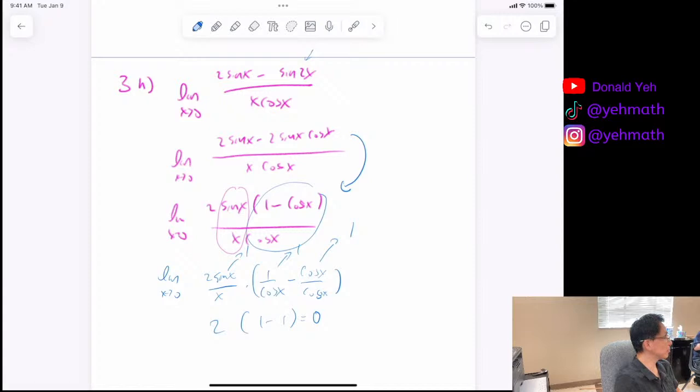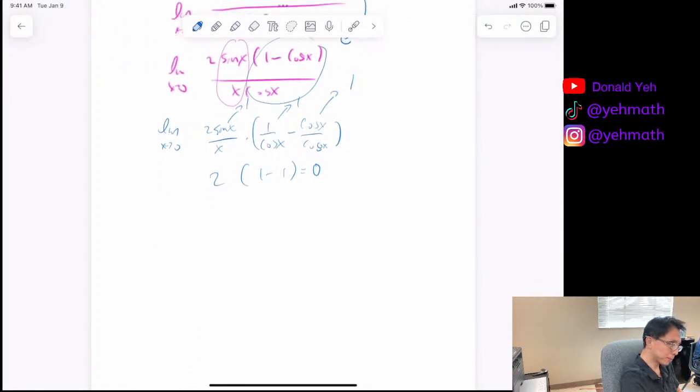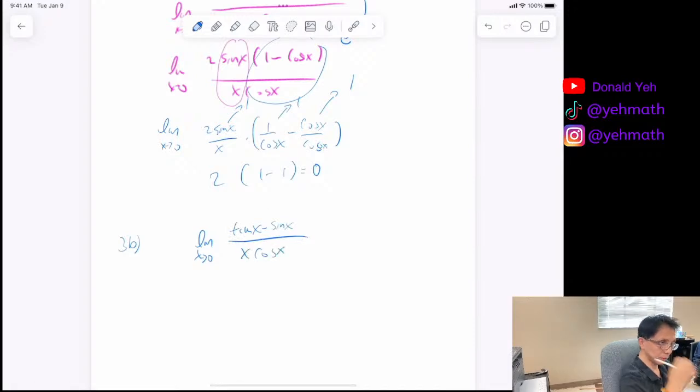Avadesh, do you have a question? Can you do 3B? 3B, sure. What does 3B say? Limit x approaches 0 of tan x minus sine x over x cosine x. Okay.